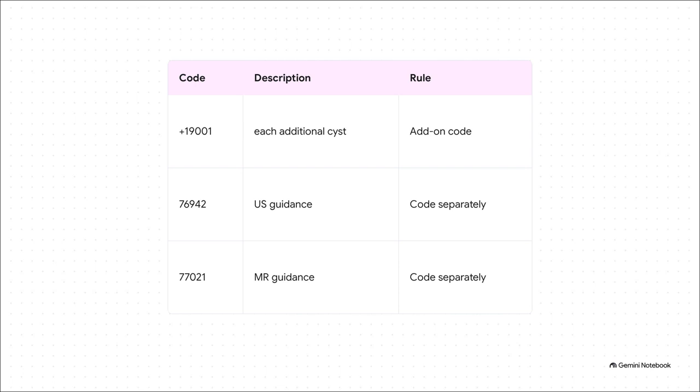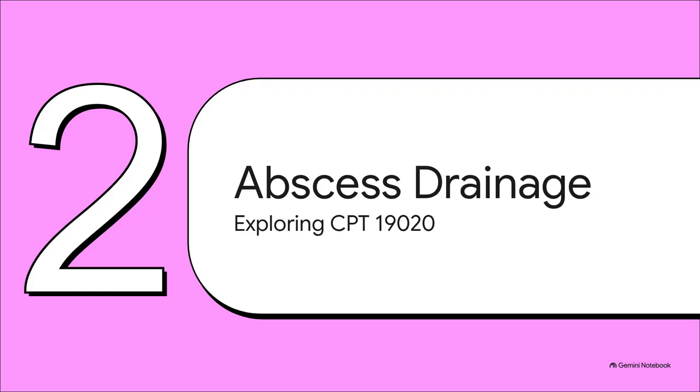Oh, and another huge thing, always remember to separately report your imaging guidance. Never just assume it's somehow baked into that primary code, because it's not. If they use ultrasound to guide the needle, you could report 76942. If it's MR guidance, you grab 77021. Just double check that the radiological supervision and interpretation are actually documented in the operative report before you slap those imaging codes on there.